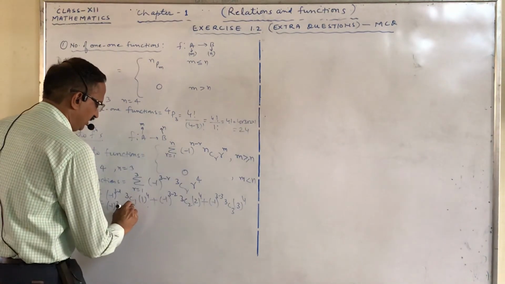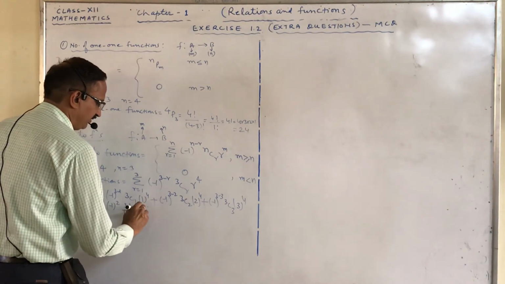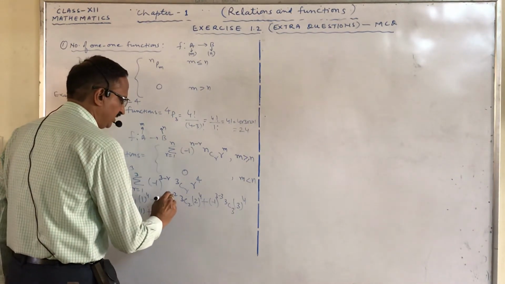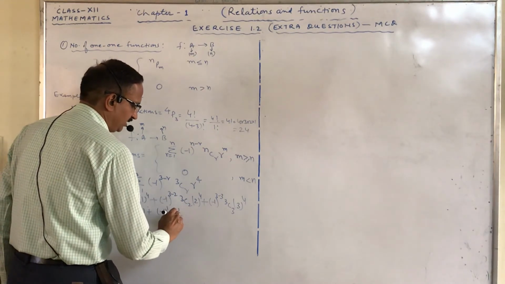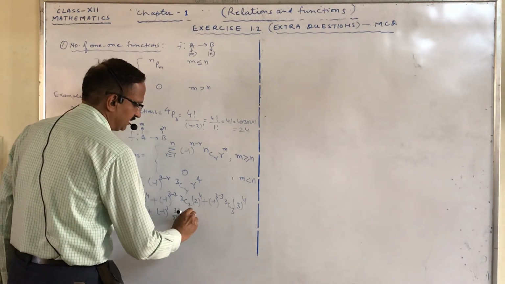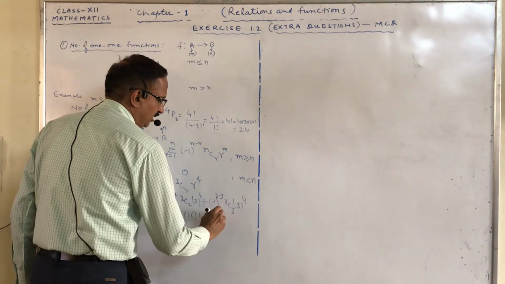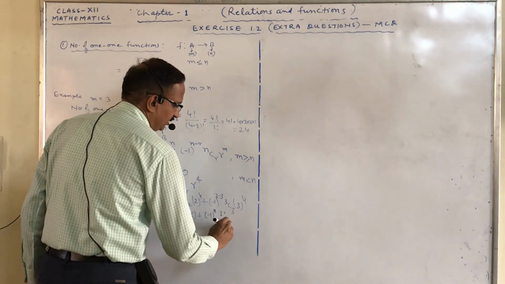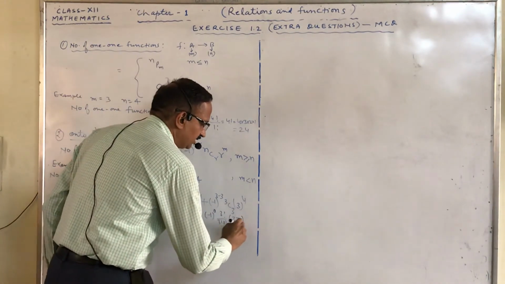3 factorial upon 1 factorial and 2 factorial. 1 raised to power 4 is 1. Then minus 1 raised to power 3 minus 2 is 1. 3c2 means 3 factorial upon 2 factorial and 1 factorial. 2 raised to power 4 is 16. Then minus 1 raised to power 0. Then this is 3c3, 3 factorial upon 3 factorial and 0 factorial. And 3 raised to power 4 is 27.